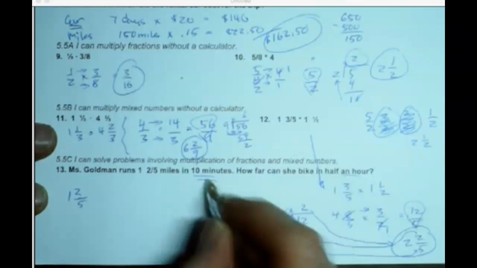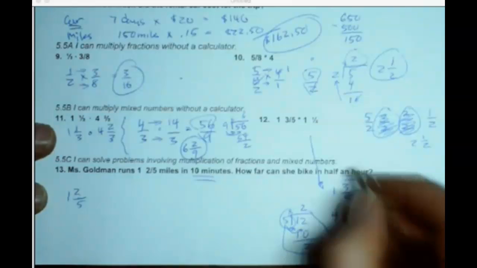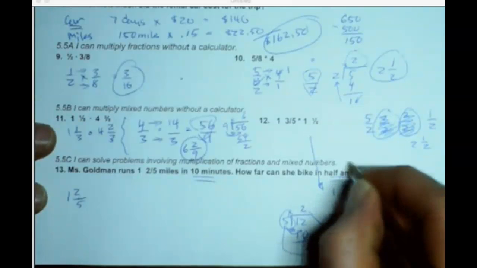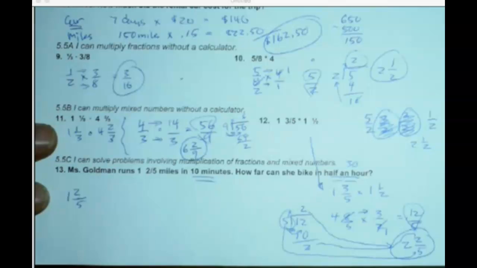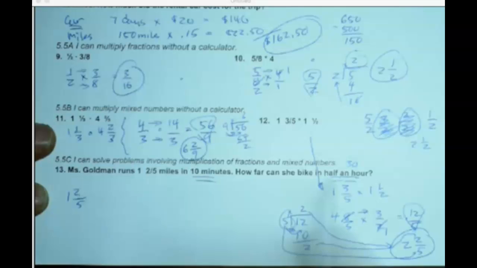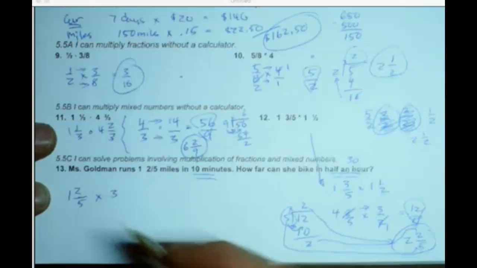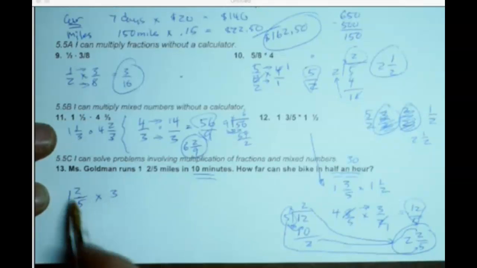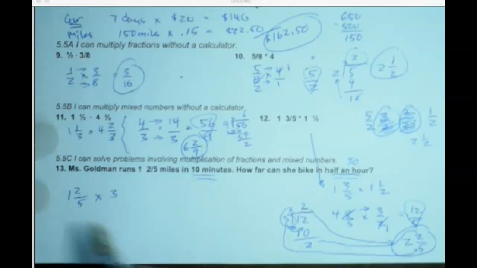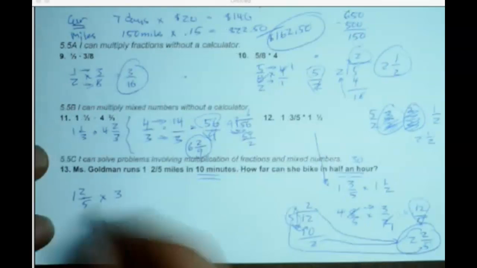Well, we've got minutes and hours here. So first of all, I'm just going to say a half an hour here is 30 minutes. That makes life much simpler, doesn't it? So if she can run this far in 10 minutes, how far can she run in 30 minutes? Well, I could take this times 3, or I could just take 1 2/5 plus 1 2/5 plus 1 2/5, because this is what she can do in 10 minutes. So I'm going to multiply these out.